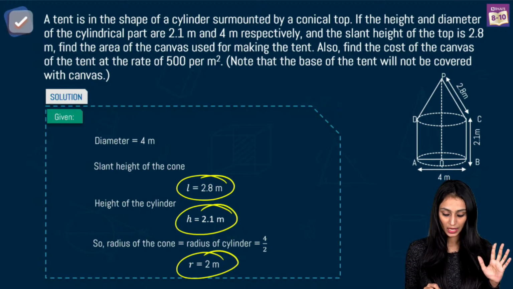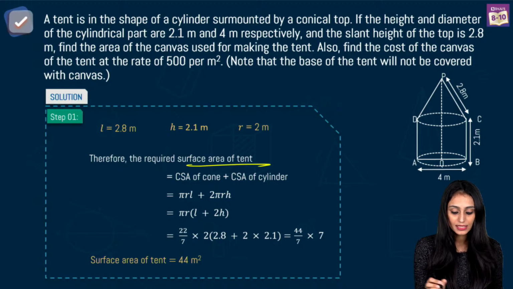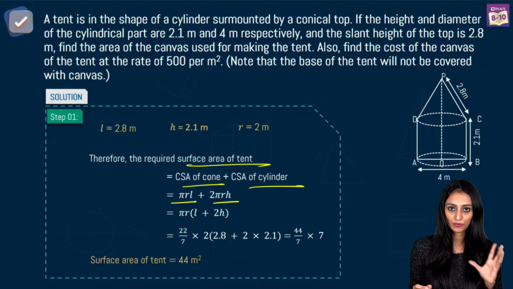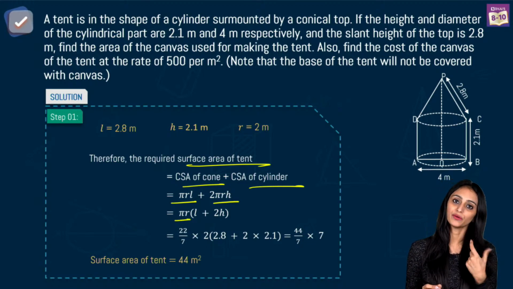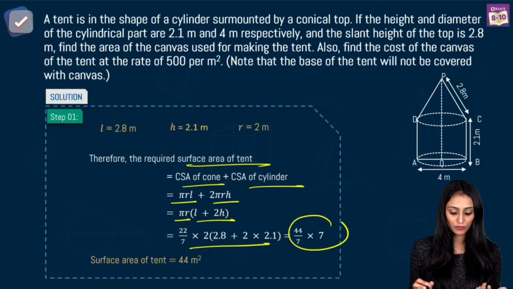This is simple. Now what we will do here is simply we will find out the surface area of the tent. That is CSA of cone plus CSA of cylinder. Put the formula here. So what I prefer to do is this way, that first we take common from here, since both of them have got pi common and radius also common. So inside we have L plus 2H. Put all the values, you get 44, 7 times 7, you get 44 meters square.